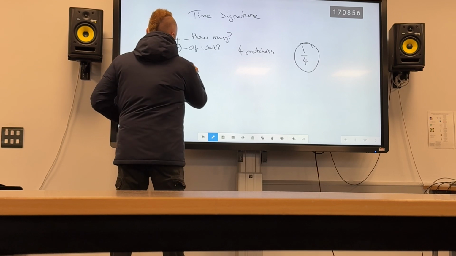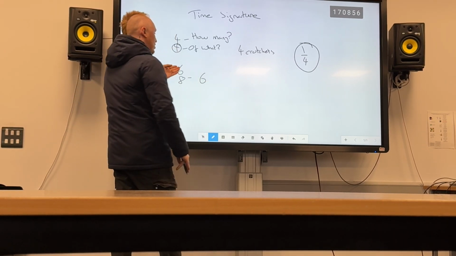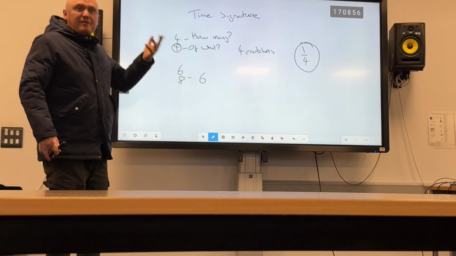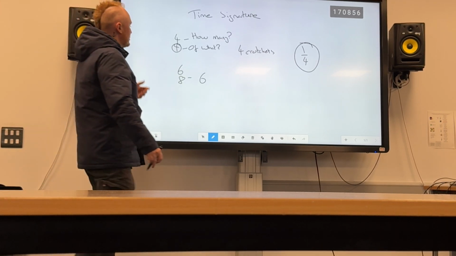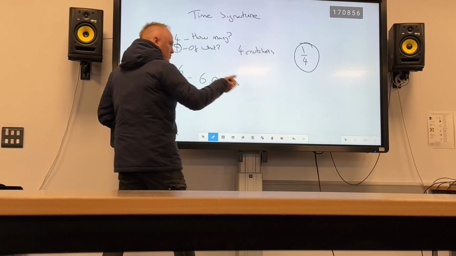Okay. So if I did a bar of 6/8, the answer to how many is 6. The answer to of what? 8 refers to 8th note. 8th note is the other name for a quaver. So a bar of 6/8 has 6 quavers in it, or 6 8th notes, whatever way you want to say it.